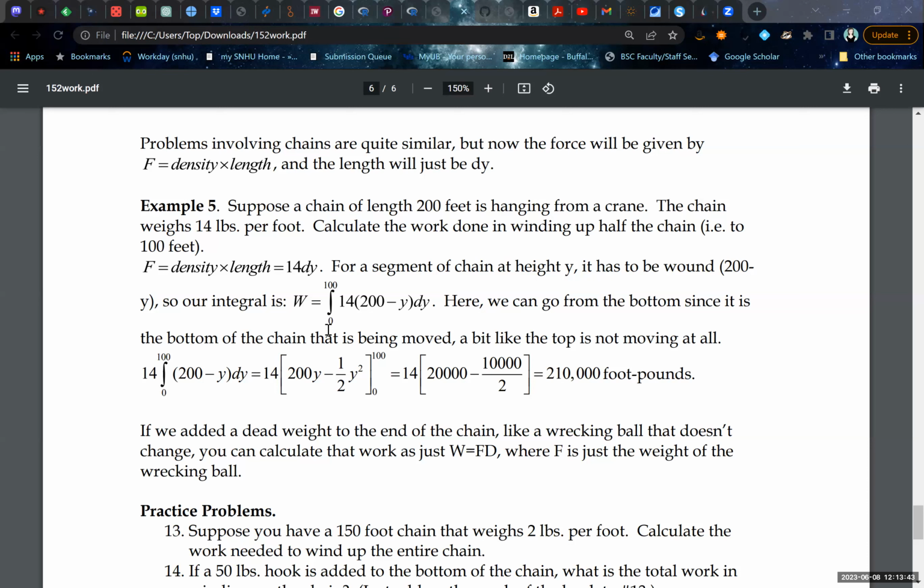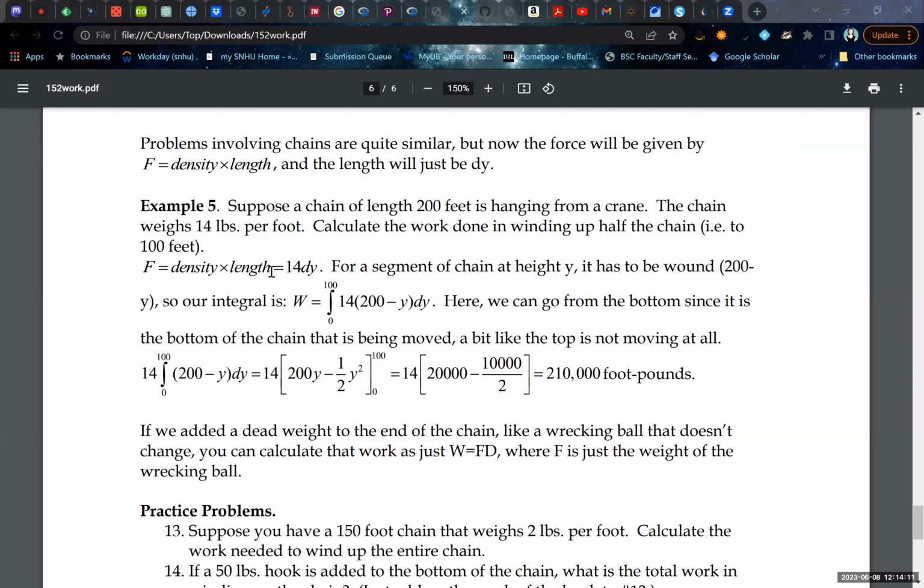But let's look at this particular scenario and the way I've done this. So we have a chain that's 200 feet long. It's hanging from a crane. We're setting the chain to weigh 14 pounds per foot. So it's a pretty heavy chain. Calculate the work done in winding up half the chain. In other words, winding it up so that the bottom of it is not on the ground, but it's 100 feet up off the ground.